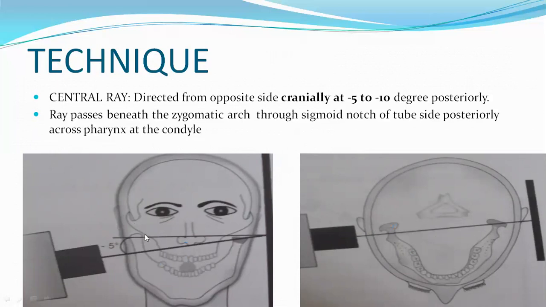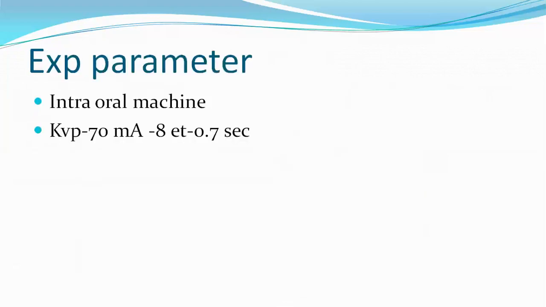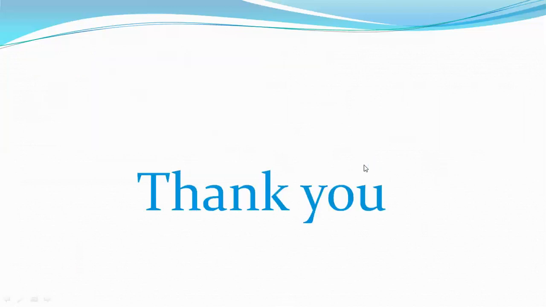And the aiming cylinder you have to keep beneath the zygomatic arch and the rays should pass through the sigmoid notch of the tube side. Remember this, it is the tube side sigmoid notch, and posteriorly towards the condyle passing through the pharynx. This is a view of the same. Exposure parameters: you have to keep 70 kVp, 8 milliampere, and exposure time of 0.7 seconds. Thank you.